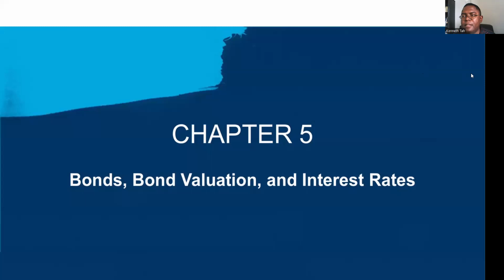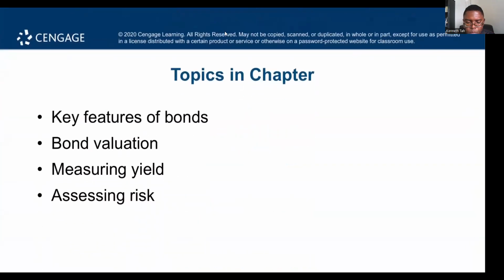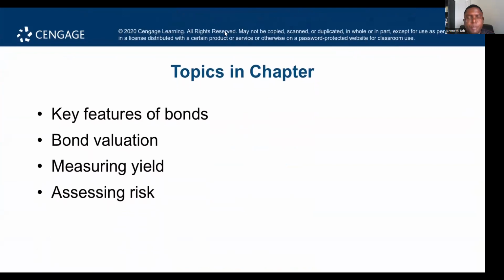Today, we are going to consider Chapter 5. Chapter 5 is actually on bond valuation and interest rates. In this chapter, we'll talk about the key features of bonds. We'll talk about bond valuation. We'll see how we measure yield, and we'll talk a little bit about risk.